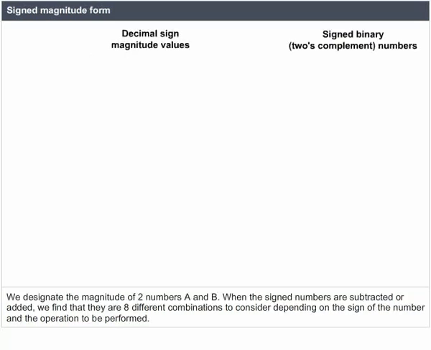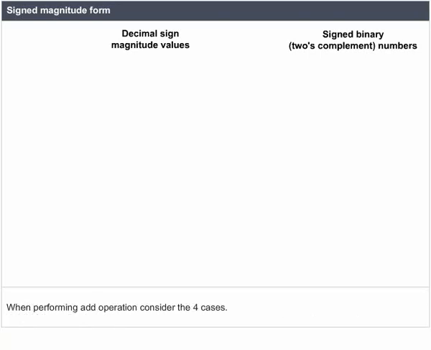Signed magnitude form. We designate the magnitude of two numbers A and B. When the signed numbers are subtracted or added, we find that there are 8 different combinations to consider, depending on the sign of the number and the operation to be performed. When performing the add operation, consider the 4 cases.